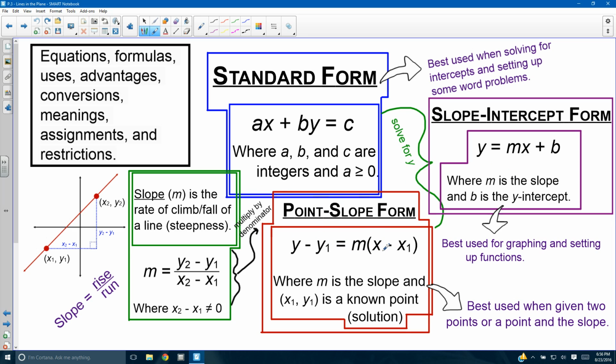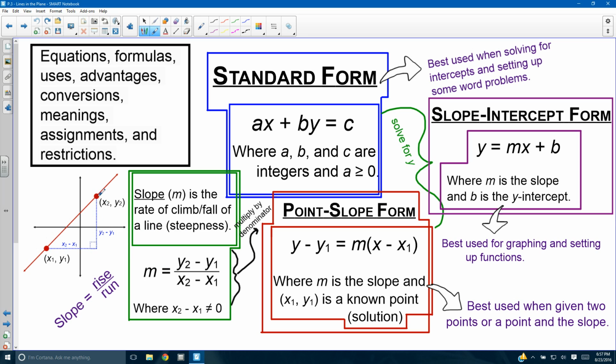Point slope form's right here, but let me back up a little bit for that one. First of all, slope is rise over run, or the change in y divided by the change in x. The larger the value is, the more steep that line is going to be in the positive or negative direction. You got negative 100, that's going to be super steep going that way. Anyway, change in y and change in x.